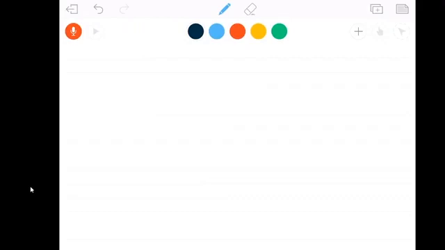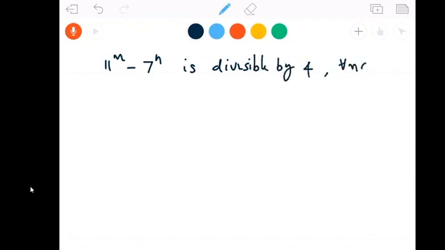Prove that 11 raised to n minus 7 raised to n is divisible by 4 for all n element of natural numbers. This is our first problem. How can we do this problem?